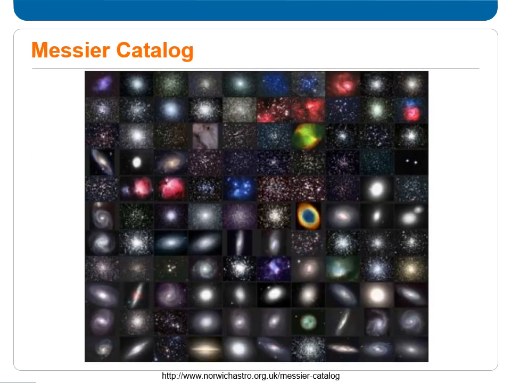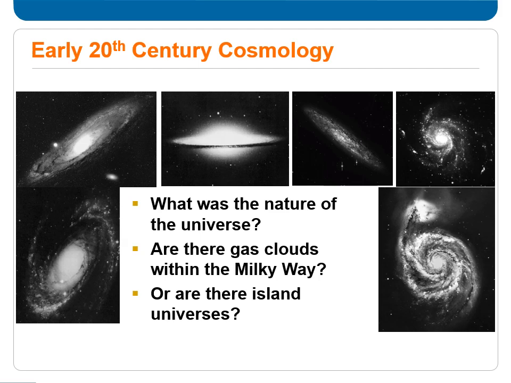Charles Messier created a catalogue of large, diffuse objects that fooled comet hunters. There was growing interest in catalogues of nebulae. What is the nature of the universe? Are there gas clouds within the Milky Way? Or are there island universes?